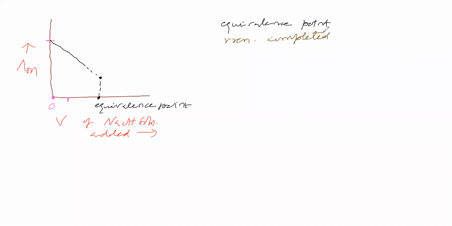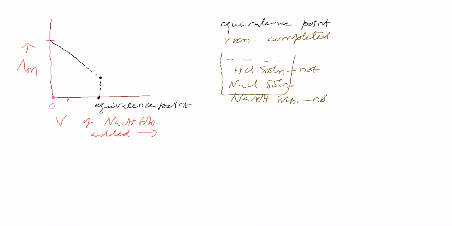Reaction is completed in the sense that in the flask, only NaCl solution will be there. There is no HCl solution. HCl solution is not present. Even sodium hydroxide solution is also not present.